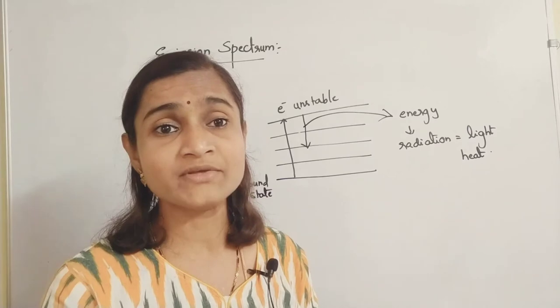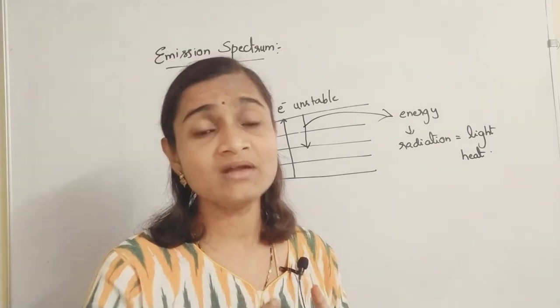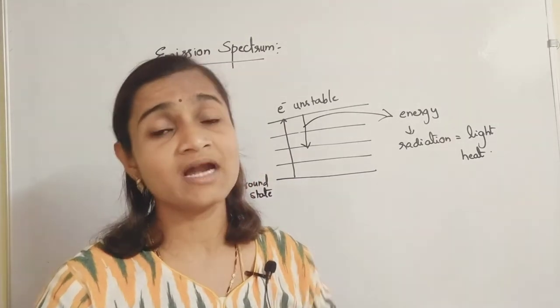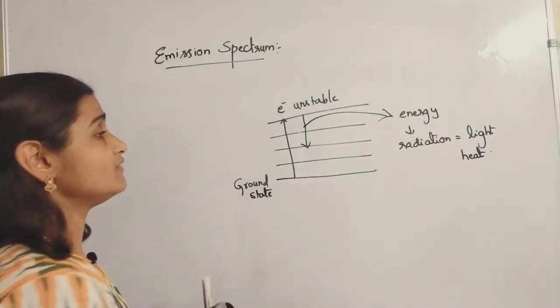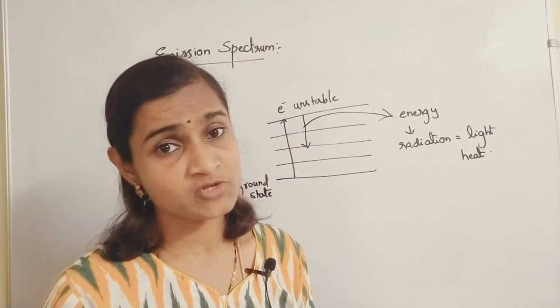Children, don't get confused. Be very clear with the concepts. If you want, pause the video, note down what the teacher is saying, and then continue with the video. So this is what we have learnt about types of spectra: emission and absorption.